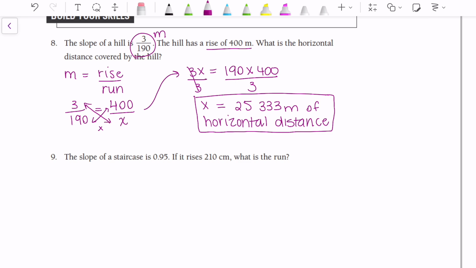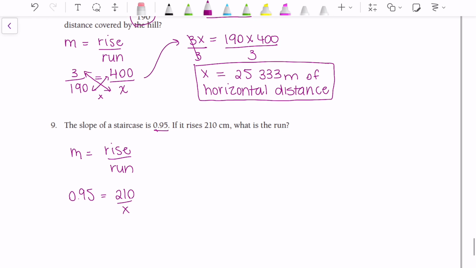All right, let's try it if it's in a decimal form. Same thing applies. Rise is 210. X for the run. And we're going to cross multiply just like we just did, except in this situation it has nothing to multiply by. It's not going to change its value, so we're going to end up with 0.95x equals 210 divided by 0.95.